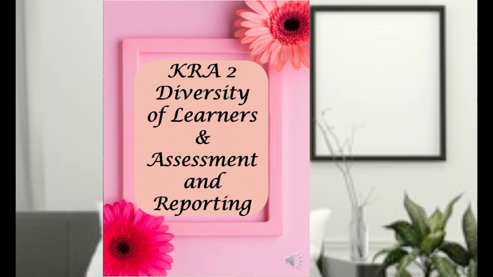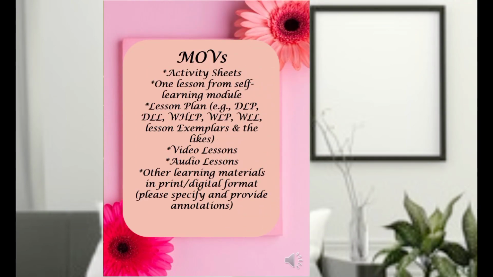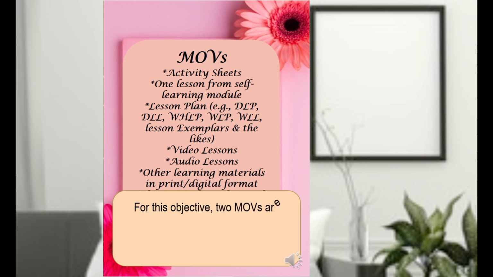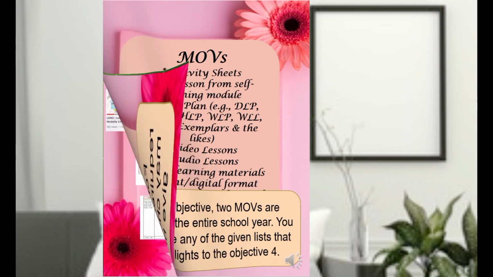CRA 2, Diversity of Learners and Assessment and Reporting. Objective number 4, establish a learner-centered culture by using teaching strategies that respond to their linguistic, cultural, socioeconomic, and religious backgrounds. And again, for this objective, 2 MOVs are required for the entire school year. You may choose any of the given lists that give highlights to the objective number 4.